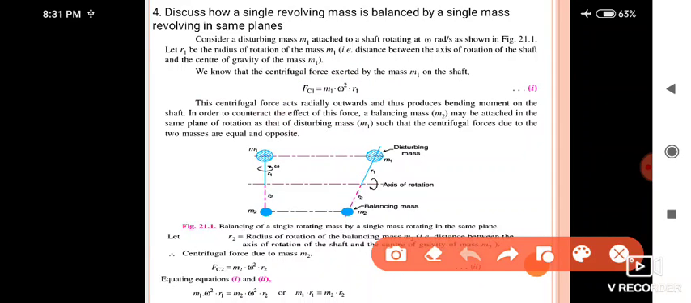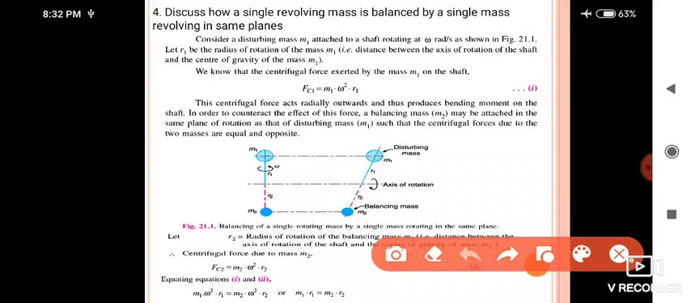This centrifugal force acts radially outwards and thus produces a bending moment on the shaft. Because of the continuous force exerted on the shaft, it will produce a bending moment.